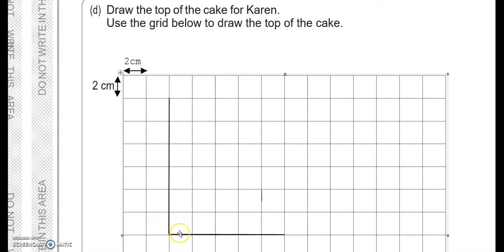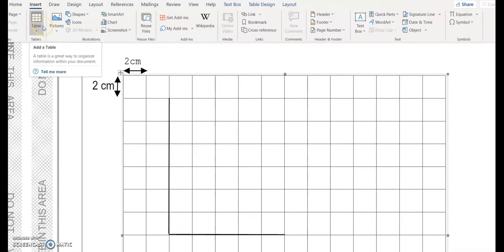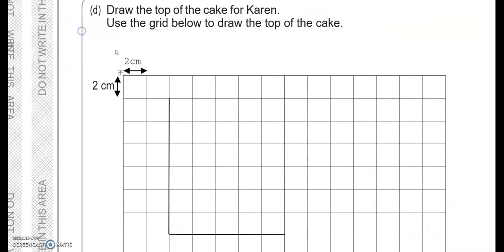And this is 90 degrees. Now we're going to join the 2 lines together to make the 3rd side. And there we have our triangle.